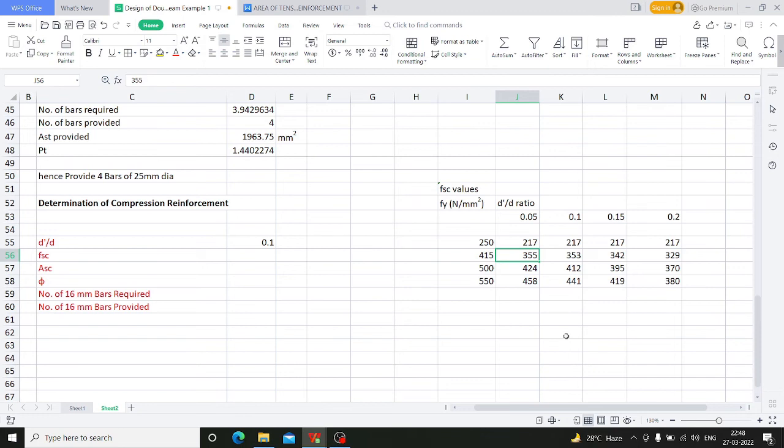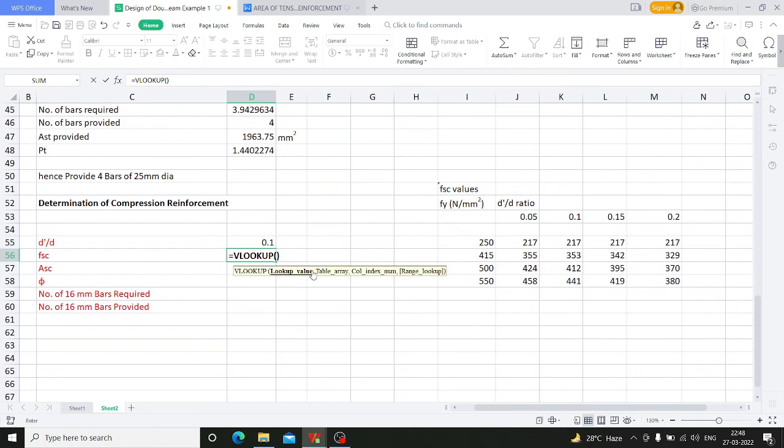whatever column that you will be defining, the FSC value will be extracted from that column. But we want the value of FSC according to the grade of steel and also the d dash by D ratio. So when you are using the VLOOKUP plus MATCH function, you are not required to define the name of the column. I will show you how to use that.